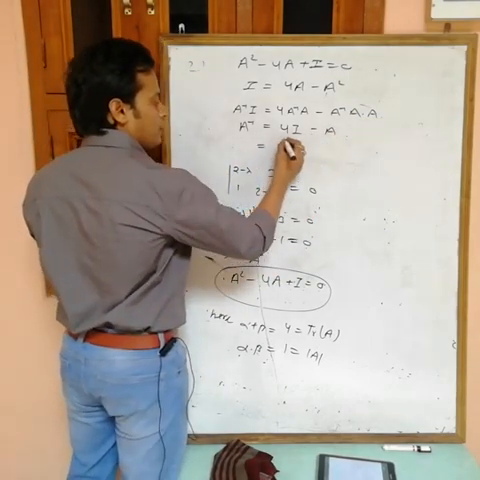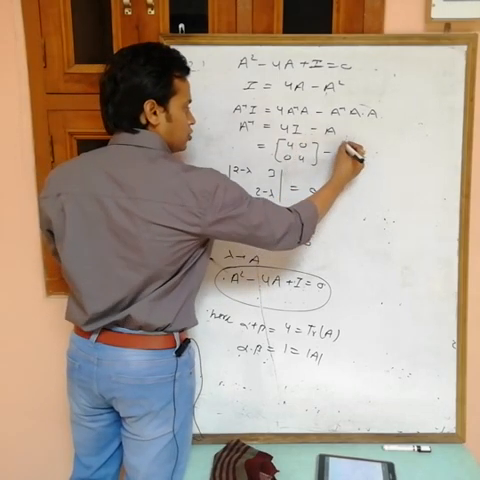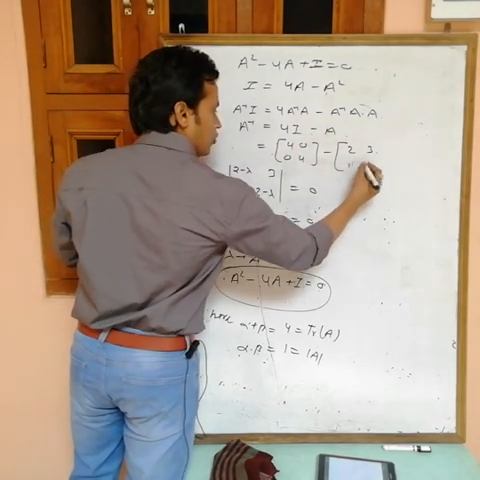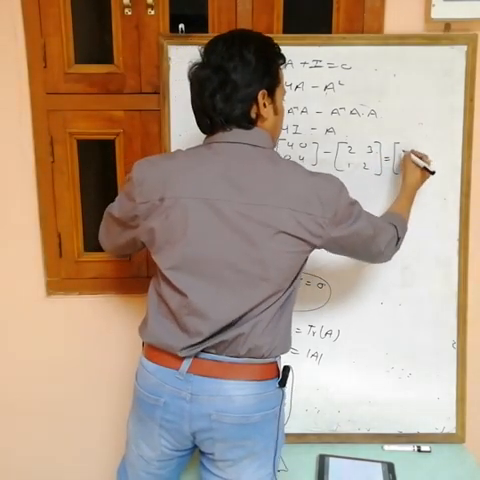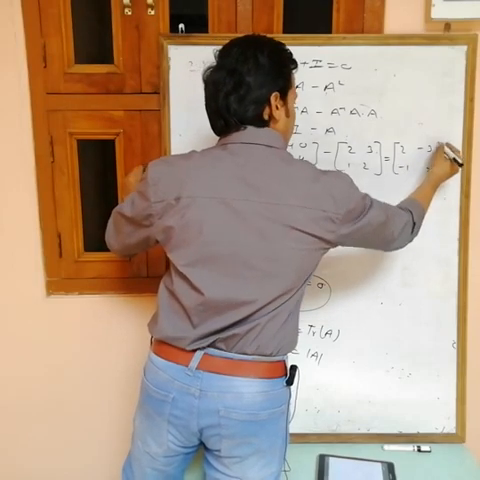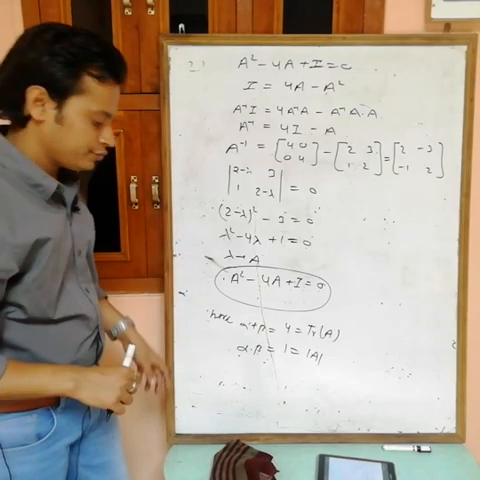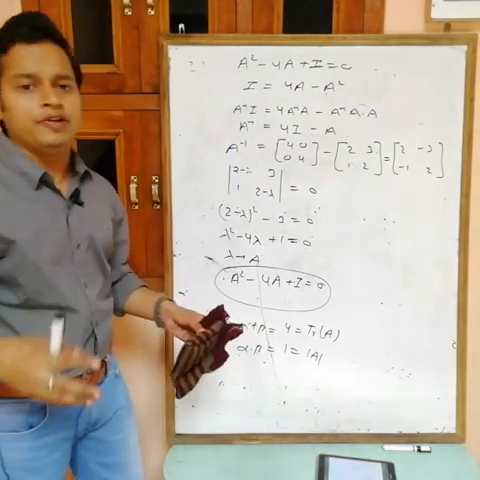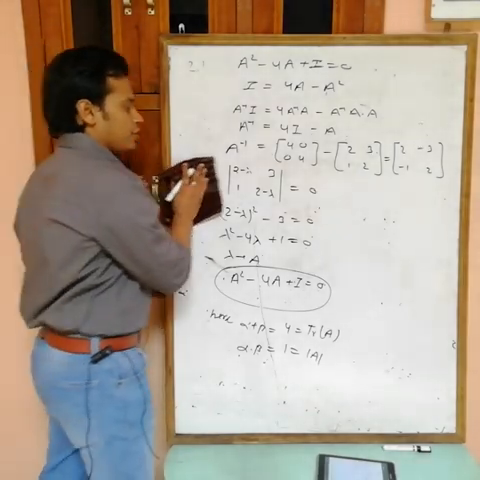Now put the values. 4I is [4 0; 0 4] and A is [2 3; 1 2]. If you find the values, then what you will get? You get [2 minus 3; minus 1 2]. This is A inverse. If you find A inverse by using the formula, you will also get the same answer. Write down.